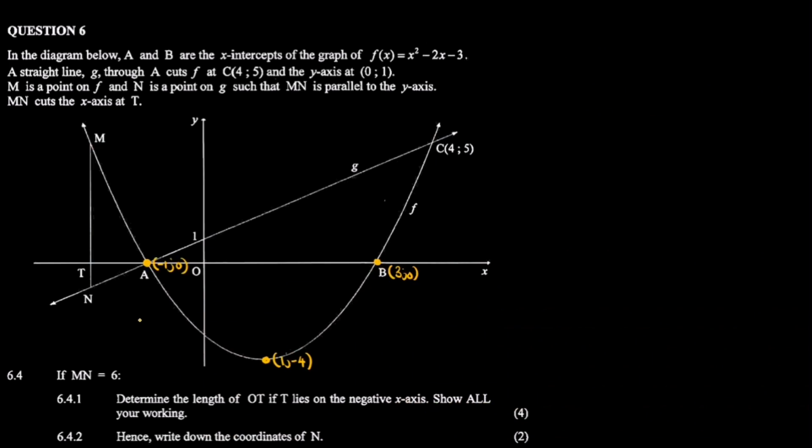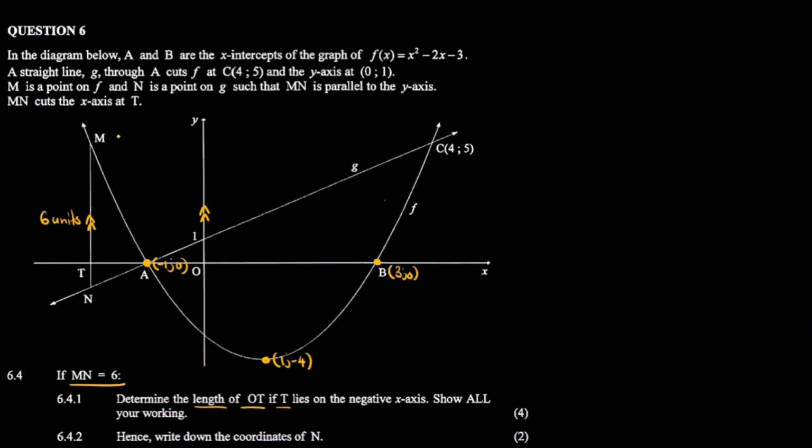Now 6.4, what they're saying is that if MN is equal to 6, so if they gave you the value of MN as 6, determine the length of OT if T lies on the negative x-axis. We have to show all our workings. Remember, this line was parallel to the y-axis, so that's the information that we know. If this length MN is 6 units, what is the length of this OT? So they're looking for the length of OT.